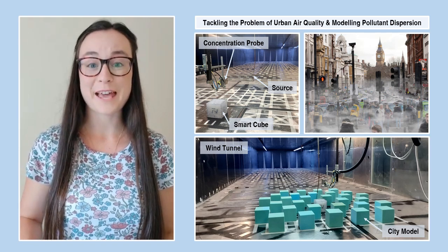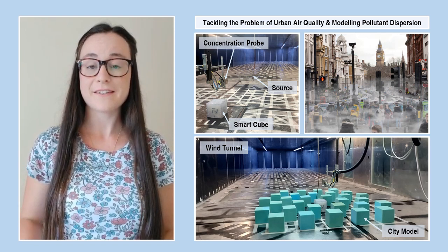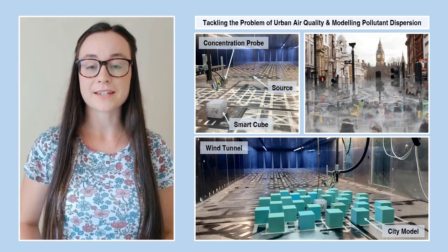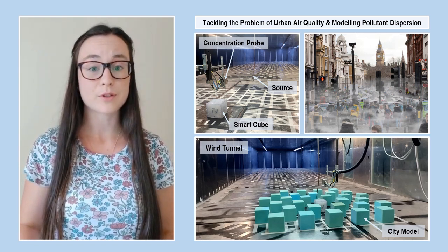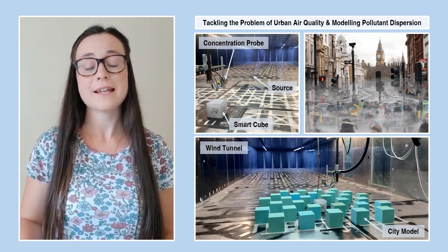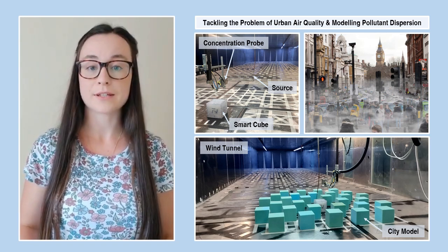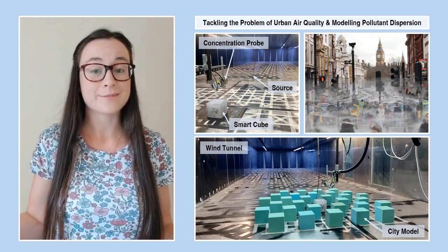I'm sure we all know that air pollution is a big problem, especially in urban areas. In fact, the World Health Organization states that poor air quality is associated with 7 million premature deaths annually. In order to tackle urban air quality, it's important to understand how pollutants disperse themselves through a city. But how do we actually model airflow?